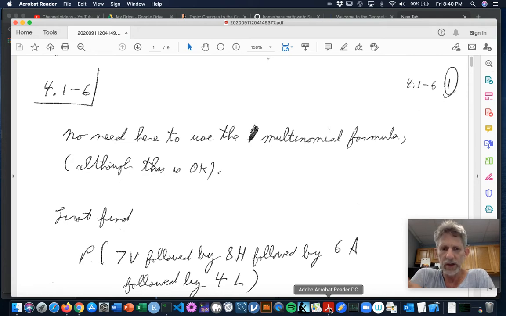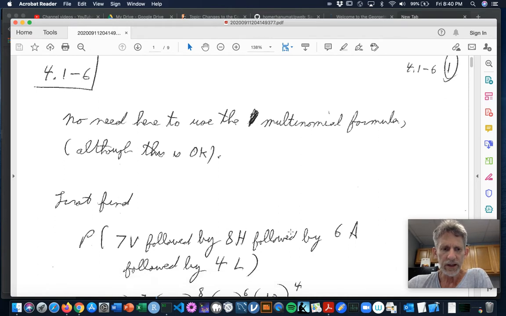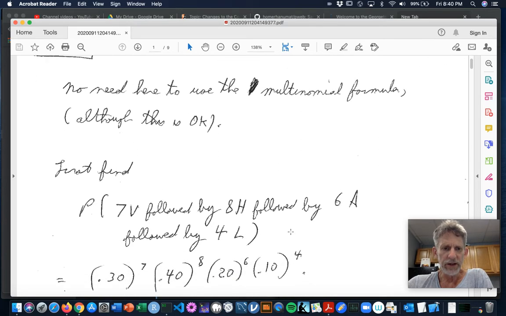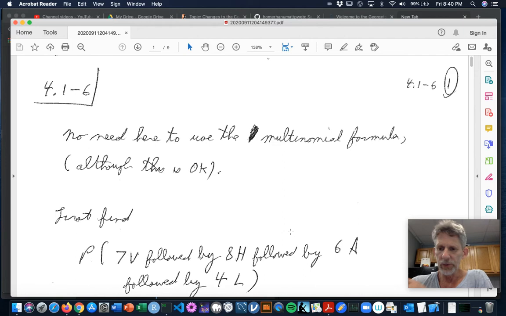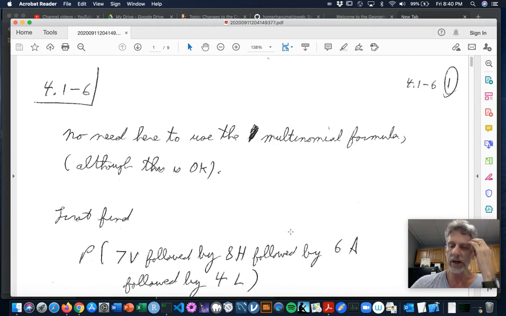This was the one about the four different quality levels of bolts, and there's like 25 bolts, and each bolt has a certain chance to have one of four quality levels. And you were supposed to find the chance that in your 25 bolts, 7 would be very high quality, 8 would be high quality, 6 would be average, and 4 would be low quality.